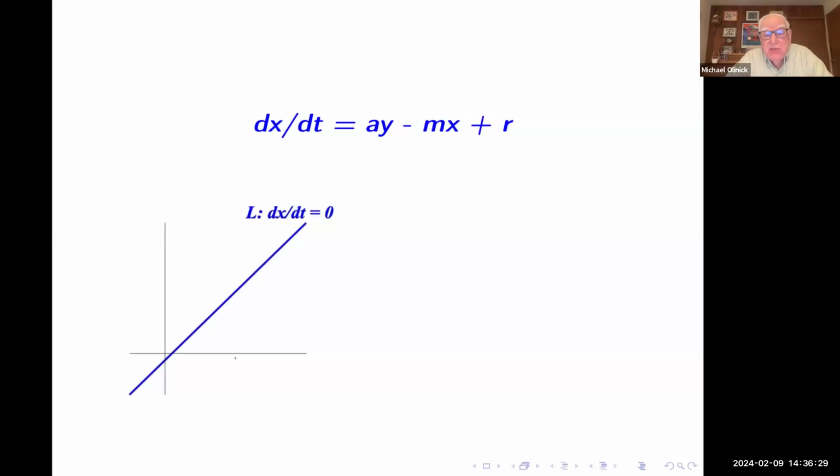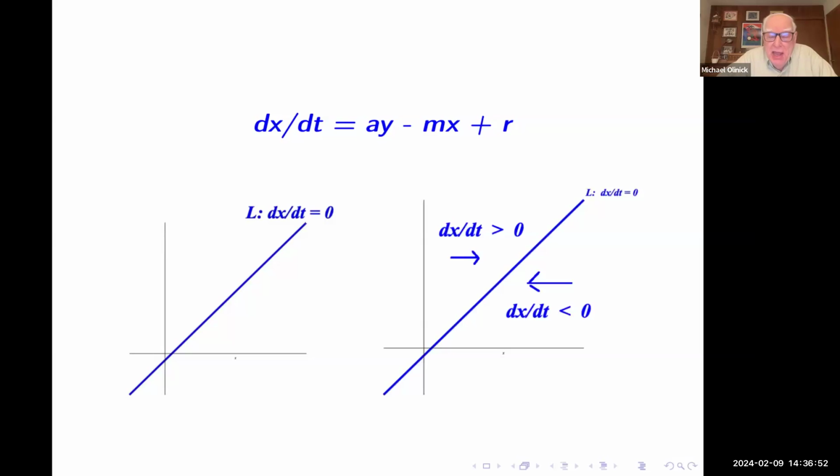So if we look at the first equation, say for the blue nation, we could ask the natural question of where there is some stability. Where is the rate of change equal to 0? And that's easy to see. It's just the straight line whose slope is m over a. And that line divides the plane into two regions.